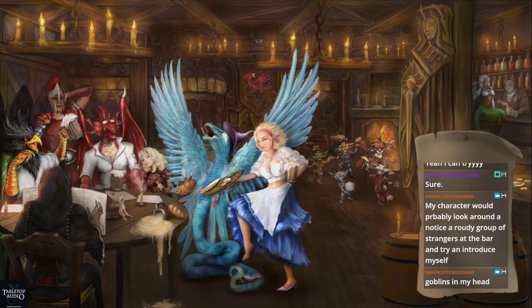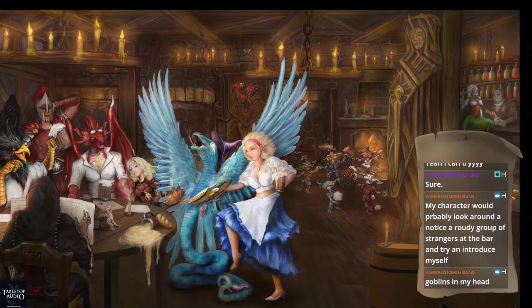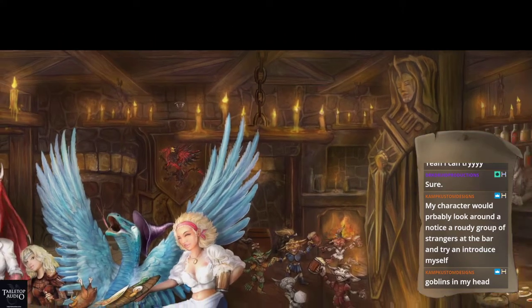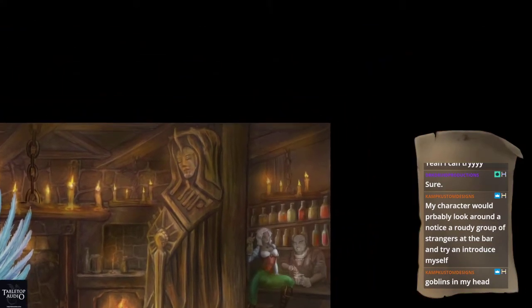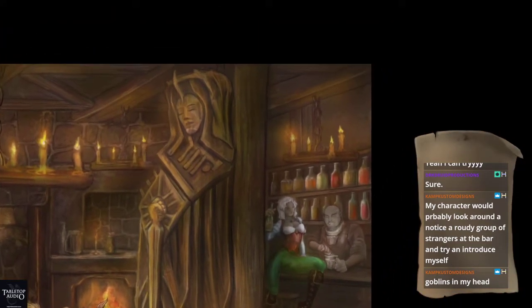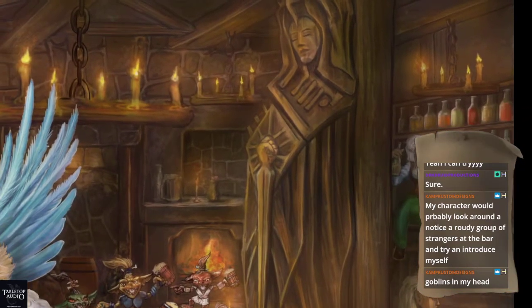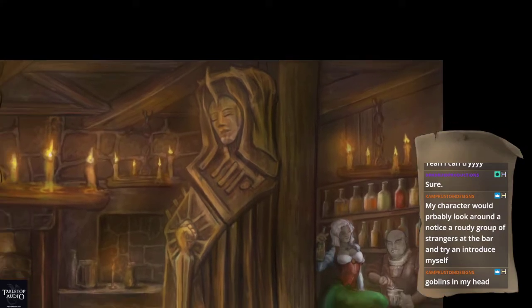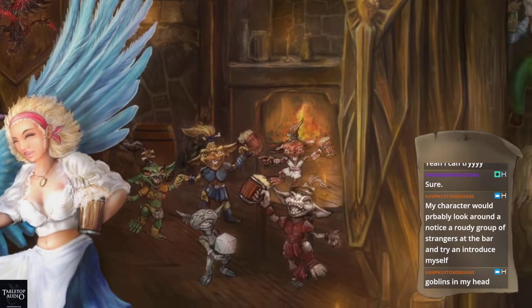All right, so you would go and approach the goblins. Look at this. This is like a video game. Y'all are getting interaction. Clop, clop, clop goes your boots on the wooden floor.